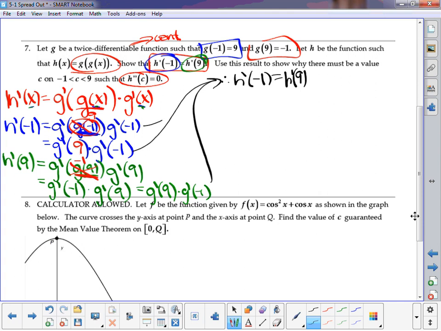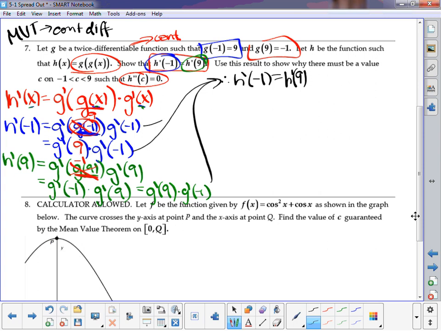So then it says, use this result to show why there must be a value on the interval where its derivative is 0. We said this hinted toward Rolle's, and Rolle's is from mean value theorem, and mean value theorem's requirement is that it's continuous and differentiable. The fact that it's asking about h prime and its derivative, h double prime, means the original function we're working with in dealing with Rolle's is h prime. So h prime is my function. I need to make sure h prime is continuous and differentiable.